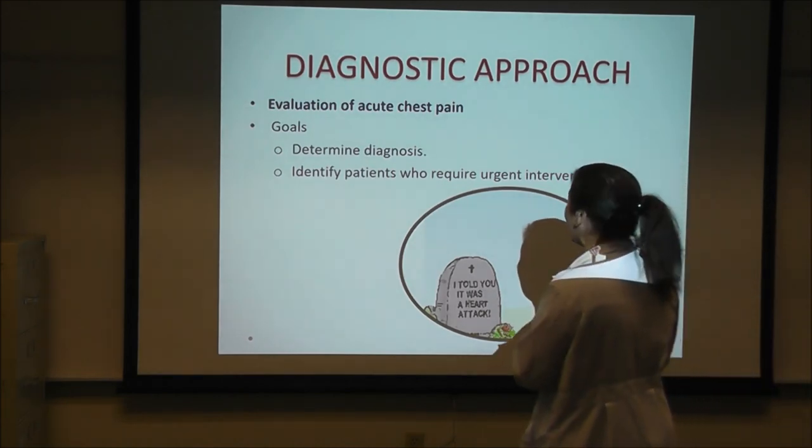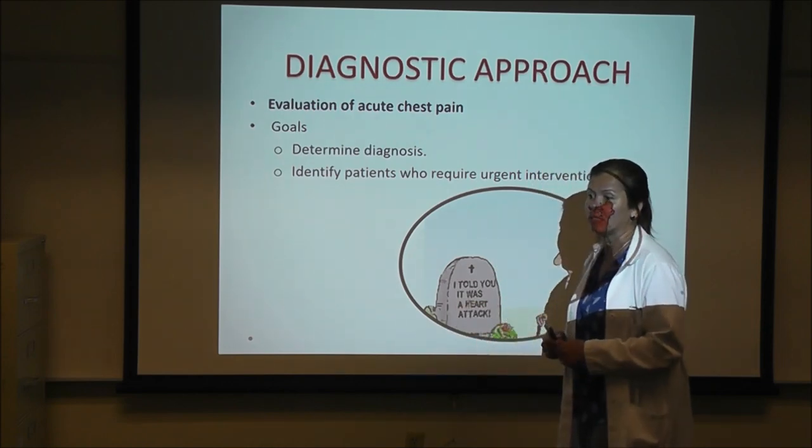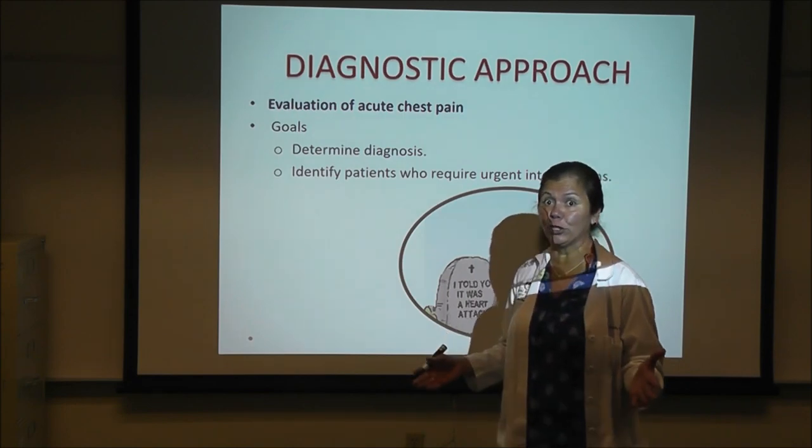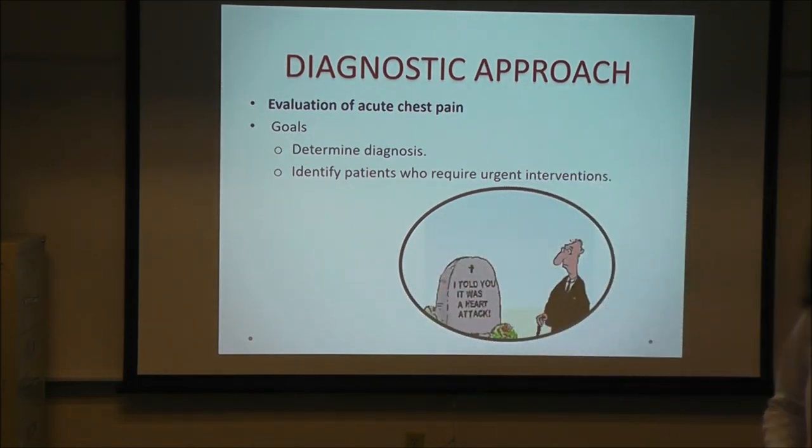So again, the goal is to be able to rule out first disease processes that can kill the patient, which are pulmonary conditions as well as cardiovascular conditions, and then you can think about the rest.